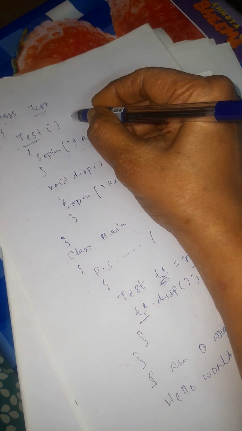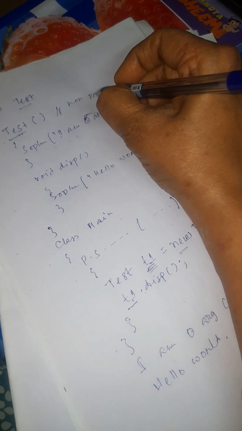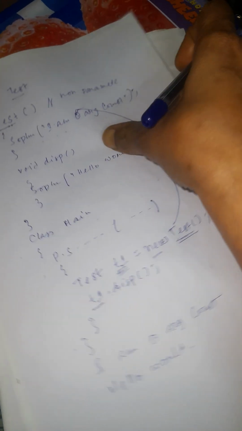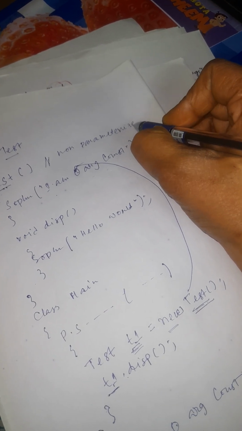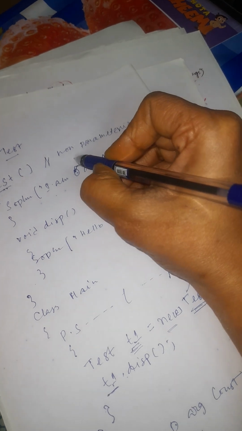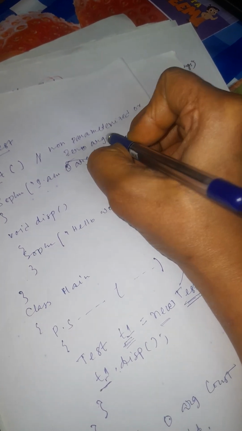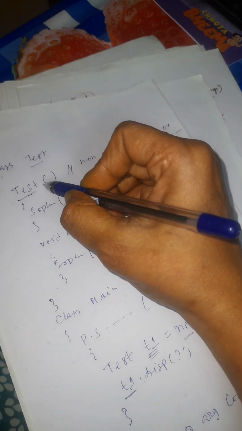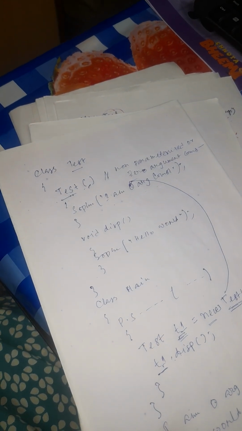This one is the non-parameterized constructor. You can use this term also. This one is known as the non-parameterized constructor or zero argumented constructor. Anything you can use. This one is a non-parameterized and this one is a zero argumented constructor. Now what is the default constructor?